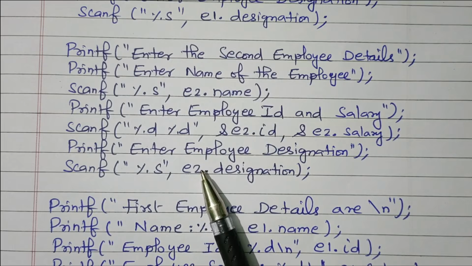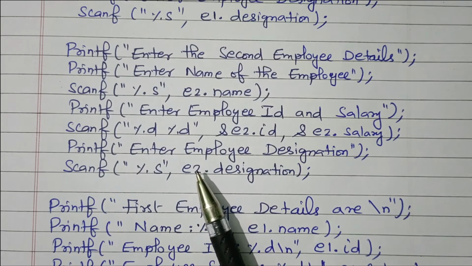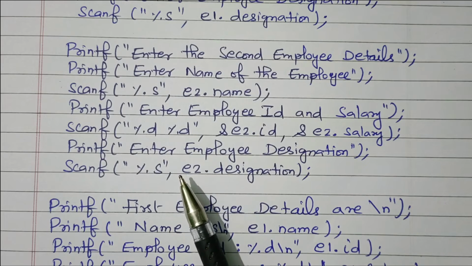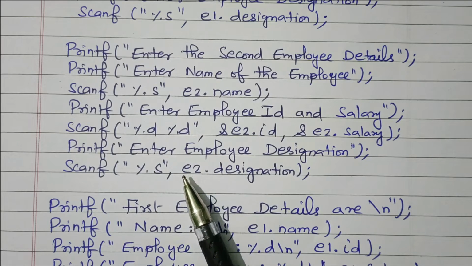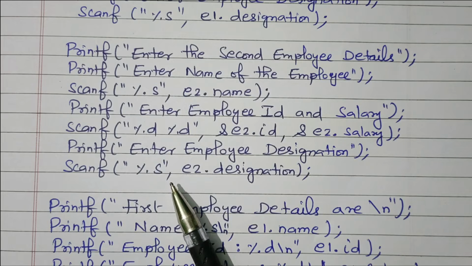Suppose n number of employees are there, we can use the array E1 of 100. Using a for loop we can get the details one by one. Here only 2 employees are available, so we created E1 and E2. For more employees, we can use the array. Now we got the employee details.